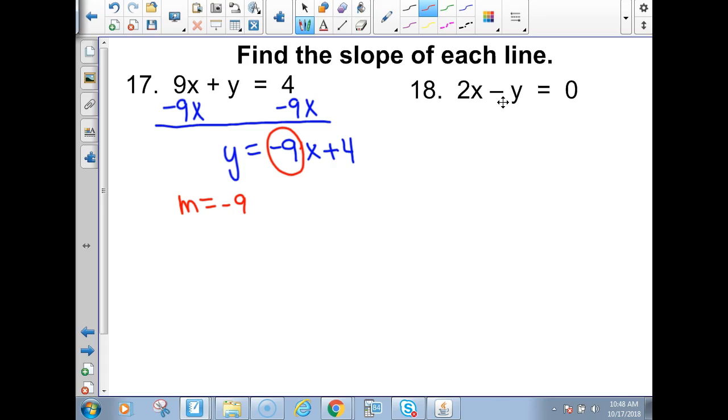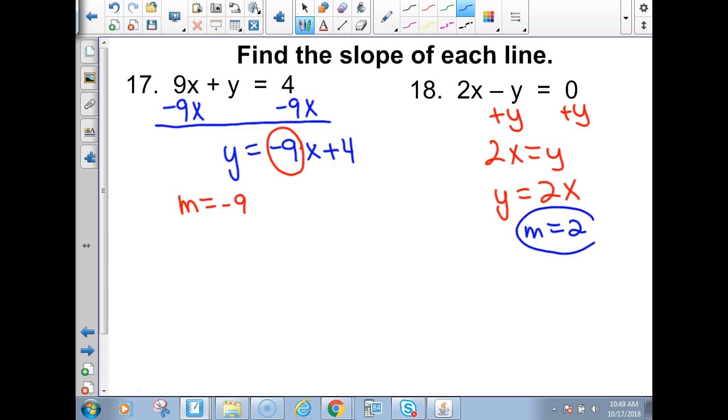This equation, there's two ways you could solve this one. We could add y to both sides, which would give us 2x equals y. And then with our symmetric property, we can flip it around, say y equals 2x. That was a little bit easier than subtracting 2x, because then you'd have to divide by negative 1 anyway. So we've got an m here of 2. Slope is 2.